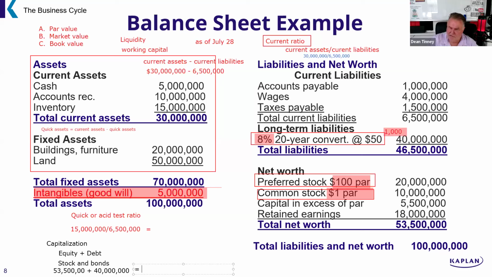So, in my example now, we have total capitalization here, 53.5 plus the 40 million, 53.5. Boom, times the 40, that's 93.5 in total capital.